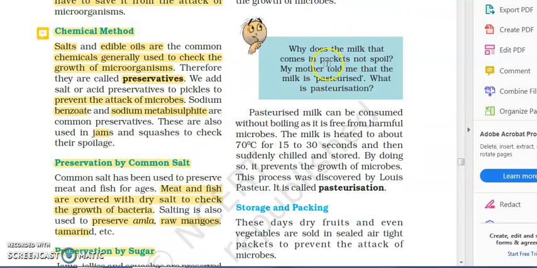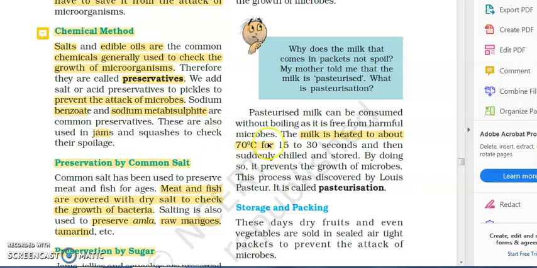Now, why does the milk that comes in packets not spoil? The answer to this question is that it is pasteurized milk. How do we pasteurize milk? For this technique, we heat the milk at about 70 degrees Celsius.